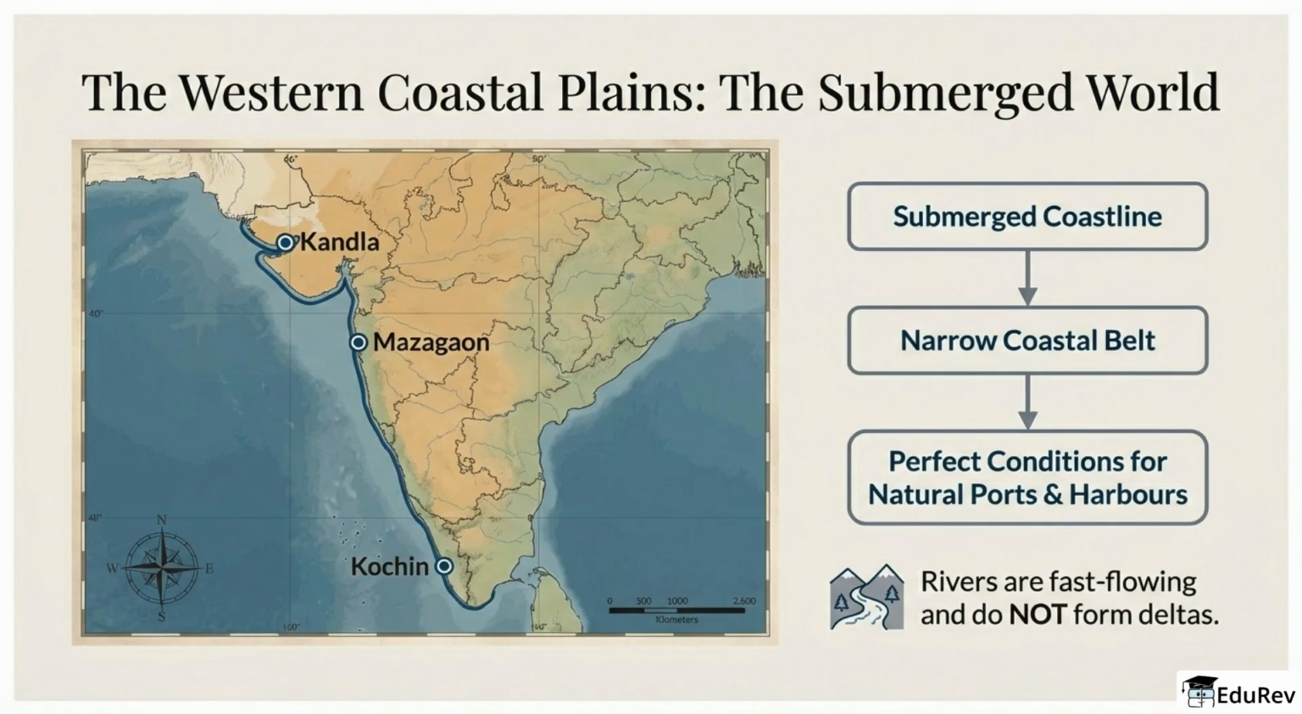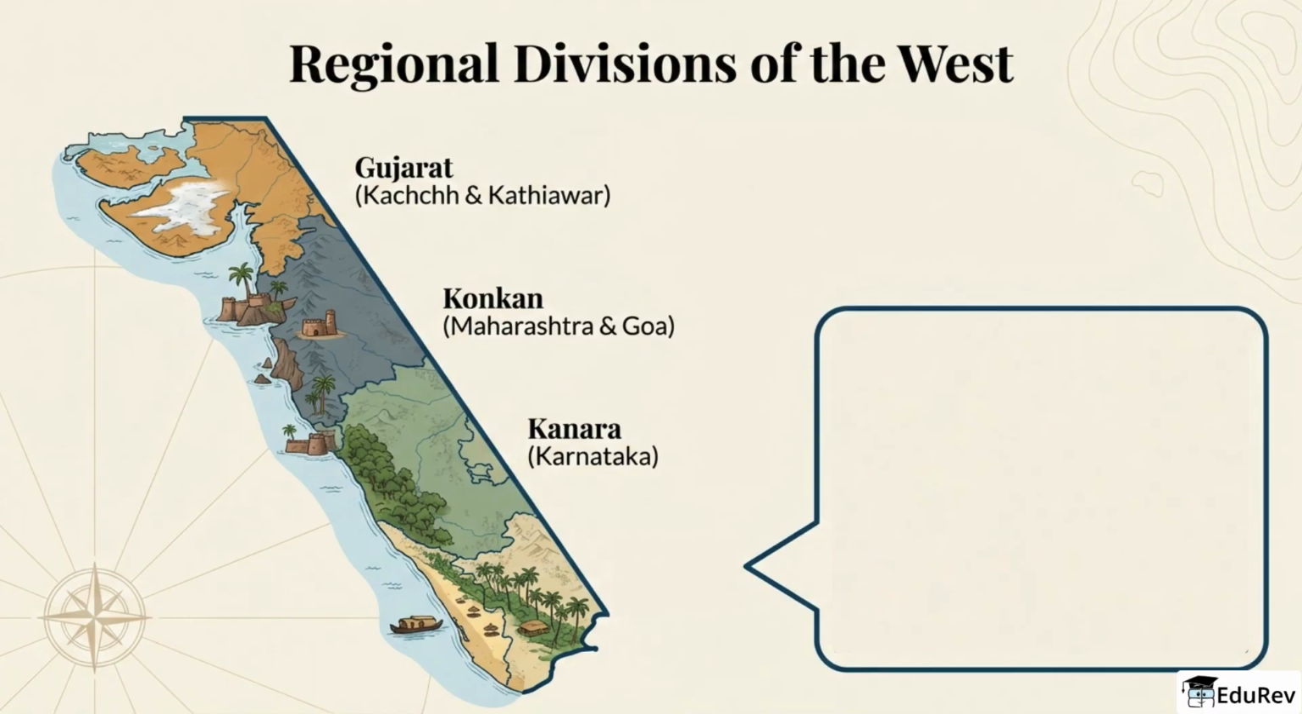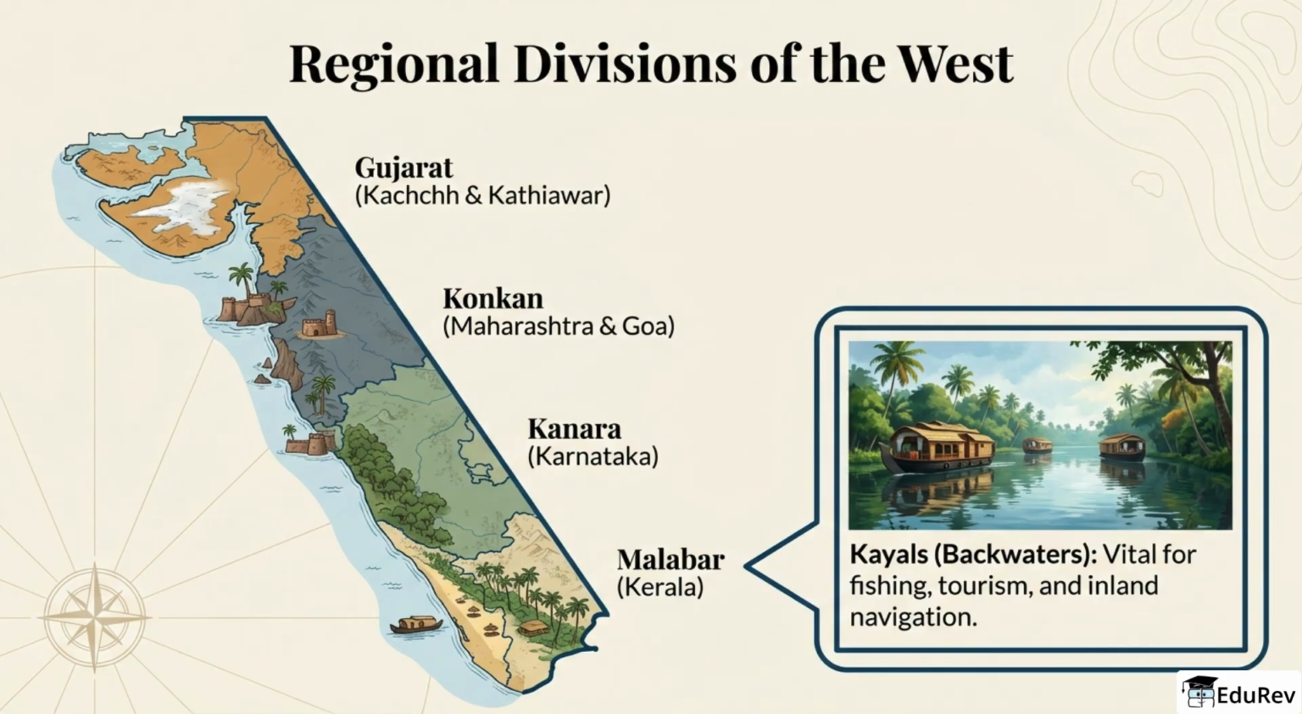Here's a trap you need to be aware of. If a question links West Coast rivers with big deltas, it is almost always wrong. Now break the western coast into its regional divisions, because UPSC likes to test these as mapping questions. In Gujarat, you have Kutch and Kathiawar. Then comes Konkan, covering Maharashtra and Goa, then Kanara in Karnataka, and Malabar in Kerala. And one feature you must attach to Malabar is kayals or backwaters. These are vital for fishing, tourism, and inland navigation.